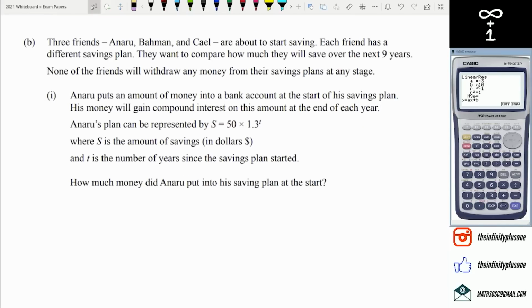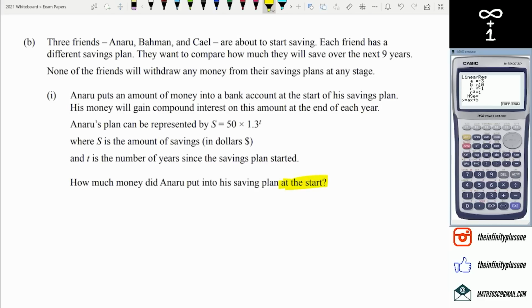Okay, so I am hoping that you'd pause this question right about now and read through it. Cool. So basically what they're asking in the first part, just to give you a bit of context, you've got these 3 guys that are saving money, and we're looking at the first guy, which is Anaru, and we are trying to figure out how much money he put into his savings plan at the start.